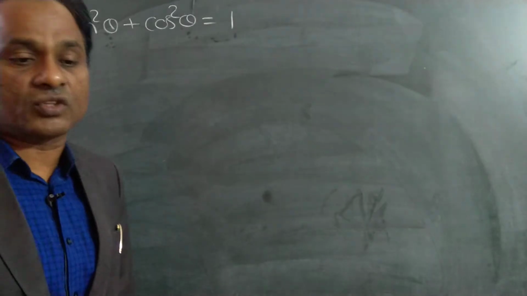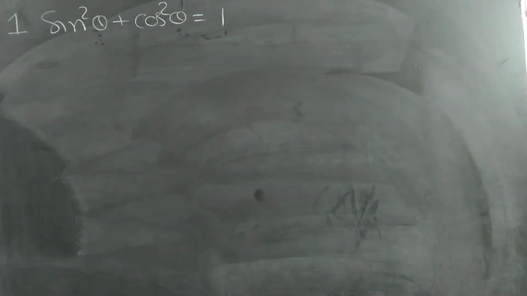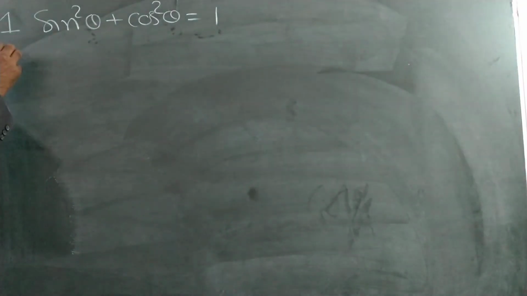So I am proving this. Write down: sin square theta plus cos square theta is equal to 1. First formula. Write down. So how am I proving this? Proof for this formula.